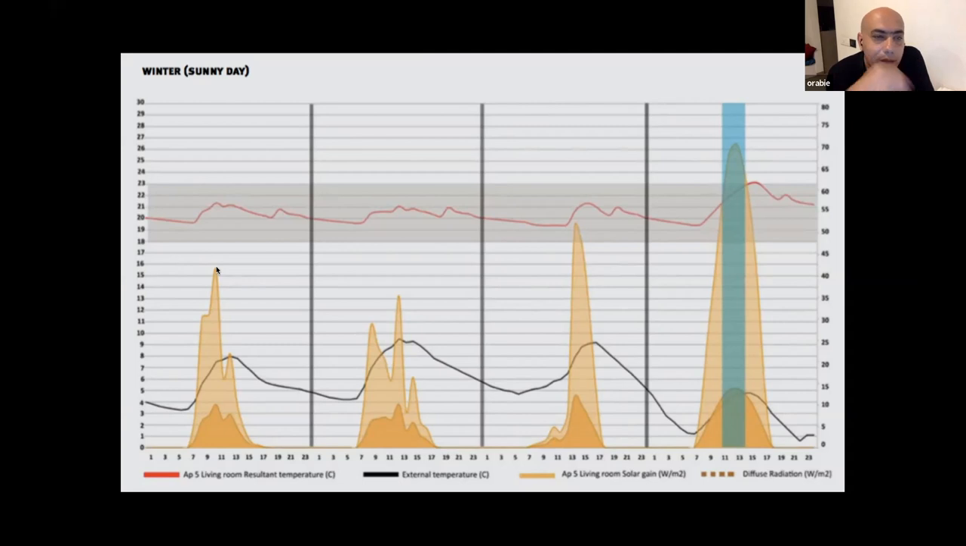This is just one example of a sunny day in winter. It was designed for a sunny day in winter in London. If you manage to get it right in London in winter, that means it is easier for most of the year. It's much easier to deal with most of the year.